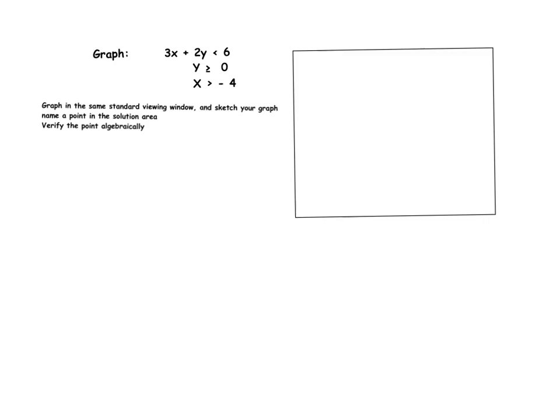For our last problem, now I want to graph 3 inequalities and graph them all in the same standard viewing window and find a point in the solution area. And for this first inequality, 3x plus 2y is less than 6. In order to graph inequalities, just like we had to graph equations, you have to isolate the y. You have to get the y by itself.